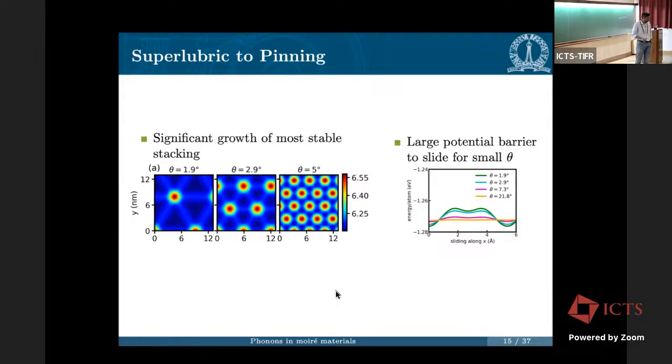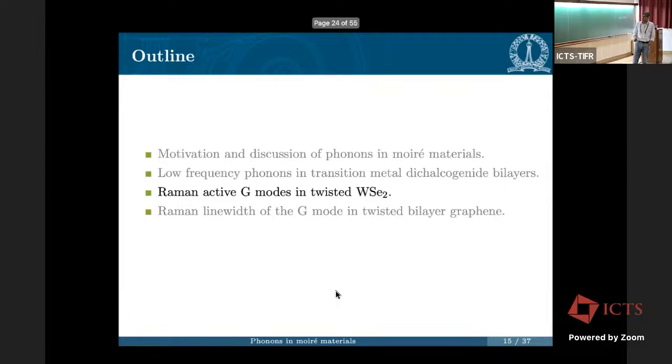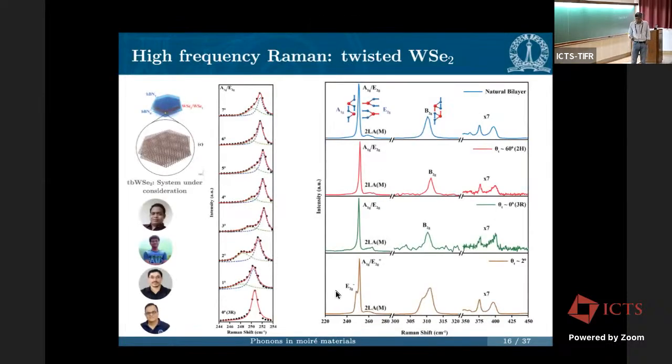Okay. So now let me quickly move to the second thing that I wanted to discuss, which is Raman active G modes in twisted WSe2. So, this is driven mostly by our experimental colleagues from Anindya and Ajay Sood's lab. They measured a large number of twist angles near 0 degrees, and they saw that if you look at the G mode Raman frequency, it seems to split, right, as a function of angle, and then the split goes away. It becomes less as a function of angle. So what we wanted to do was try to understand how do we make sense of this data, as to where this split is coming from.